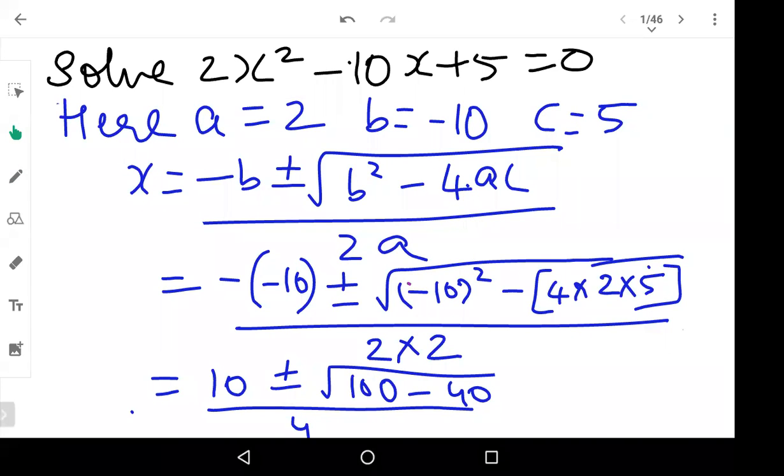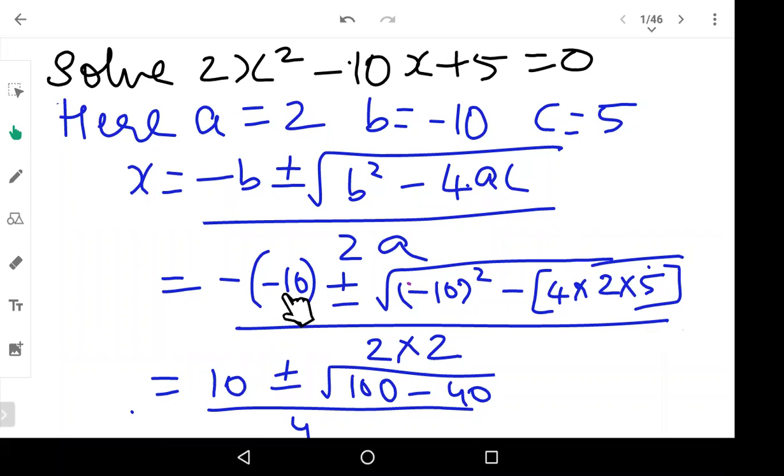Okay, so when you apply it into the formula, you will have minus of minus 10 plus or minus square root of minus 10 square minus 4 into 2 into 5, whole divided by 2 into 2. So that will be the application of the numbers. Then let us start simplifying.